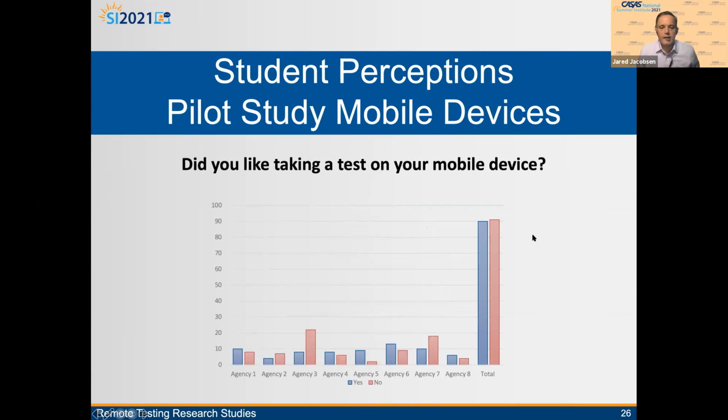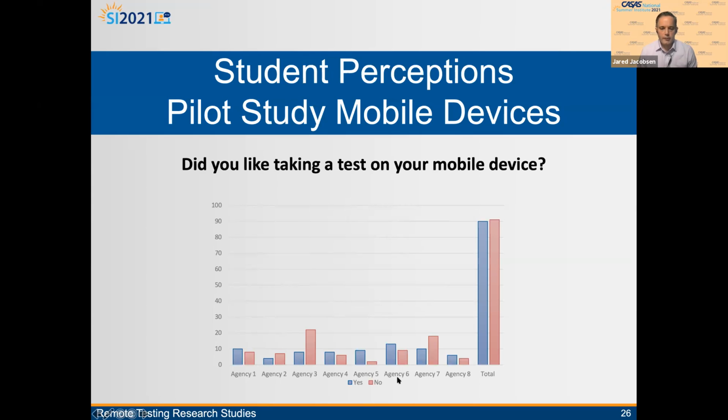Now, one thing that's kind of interesting also is that when we look at that same question, did you like taking a test on your mobile device, by agency? Here we can see the totals. As I mentioned, it was 90 yeses, 91 nos. But here's a few of the agencies with the most student respondents, and we can see some pretty big differences, meaning in this particular agency, many more students said they did not like taking the test on a mobile device, whereas on agency number 1 or agency number 5 or 6, the majority said that they did like taking the test on their mobile device.